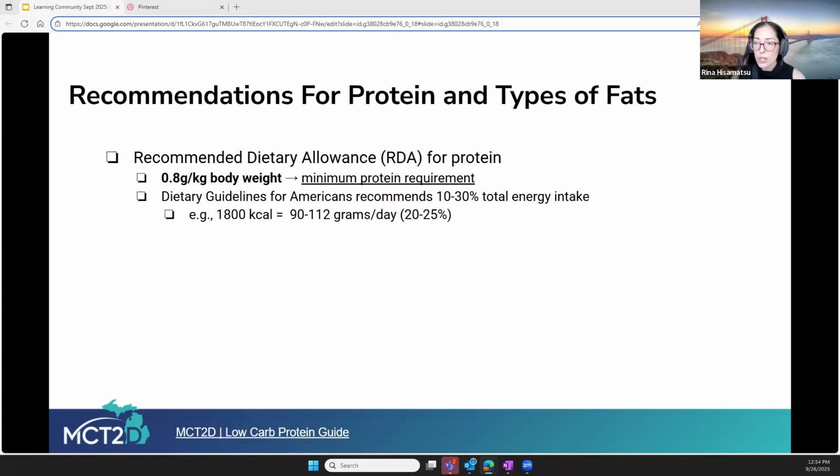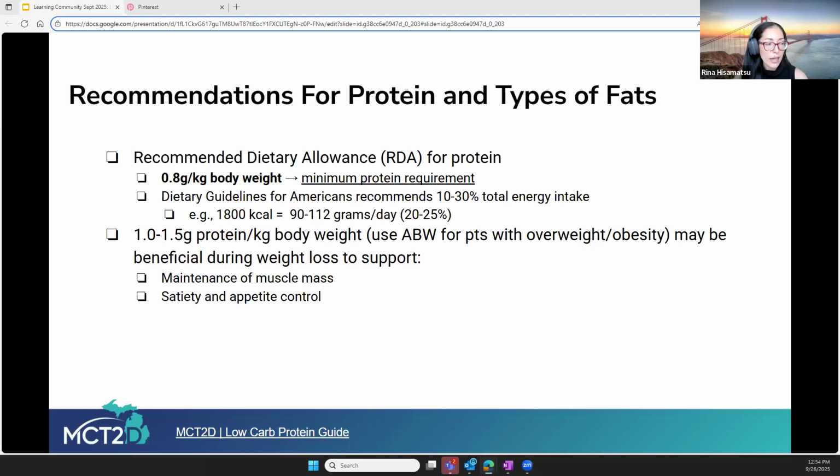Now, in terms of dietary protein intake, I tend to recommend slightly over the RDA, which is 0.8 grams per kilogram of body weight. I typically consider that to be around the minimum for low carb lifestyles. Usually, many low carb diet clinicians will recommend between 1 to 1.5 grams of protein per kilogram of body weight. We also use adjusted body weight for individuals with overweight or obesity.